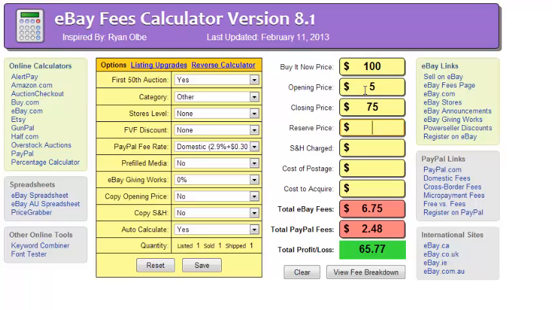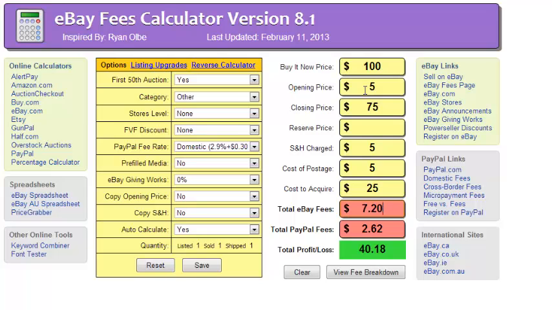Now we don't put in a reserve price. I don't recommend doing a reserve ever. Let's go ahead and put in our shipping and handling charge and the cost. They should be the same. And then we have the cost to acquire. What the cost to acquire is going to be is how much did you pay for the product? Did you pick this up at a yard sale? Did you pick this up at an auction?